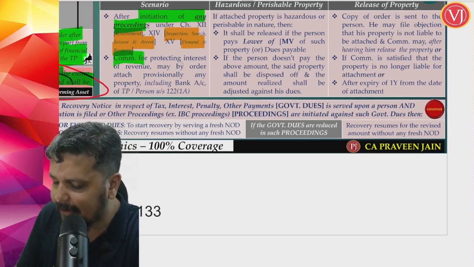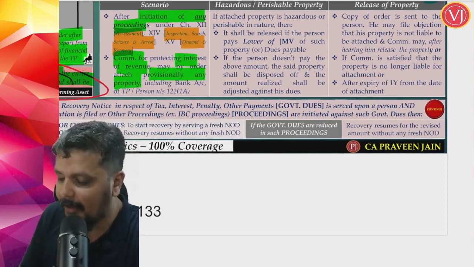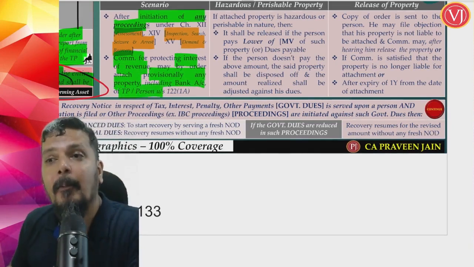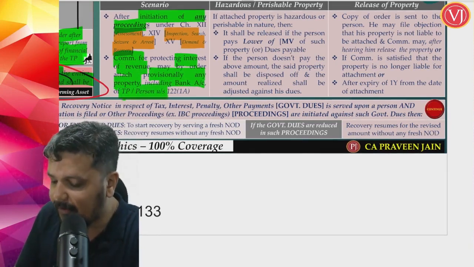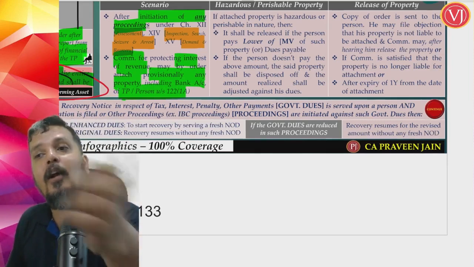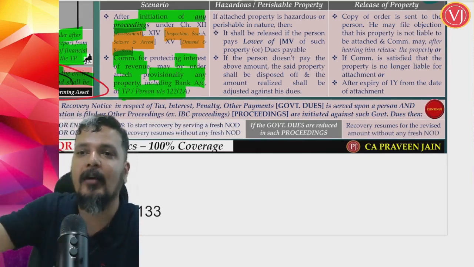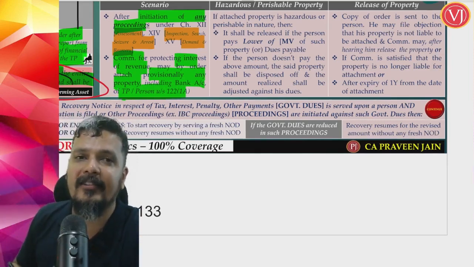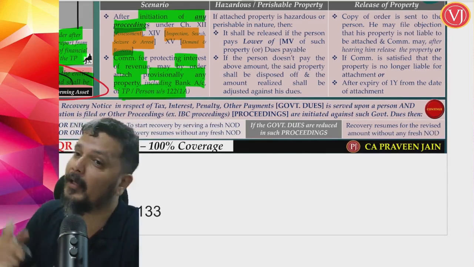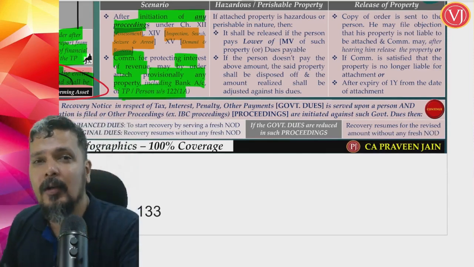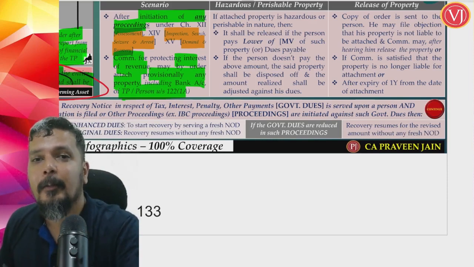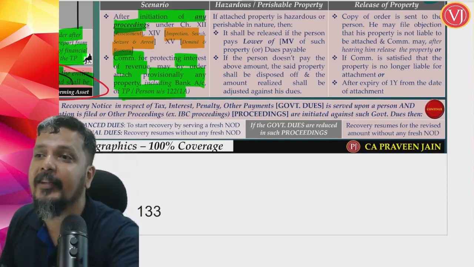Commissioner feels to protect the interest of the revenue, provisional attachment of property is required, including provisional attachment of bank account, that of a taxable person, even of a co-culprit, not only of the main assessee but also of the co-culprit under section 122(1)(a). Even that of co-culprit, what they'll do? They'll provisionally attach your properties, including freezing your bank account.